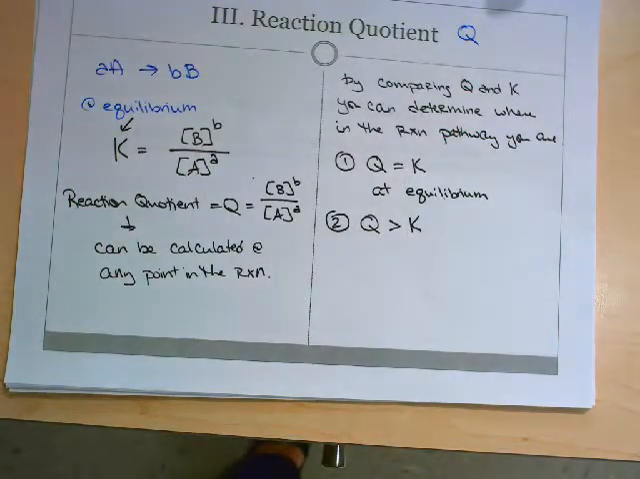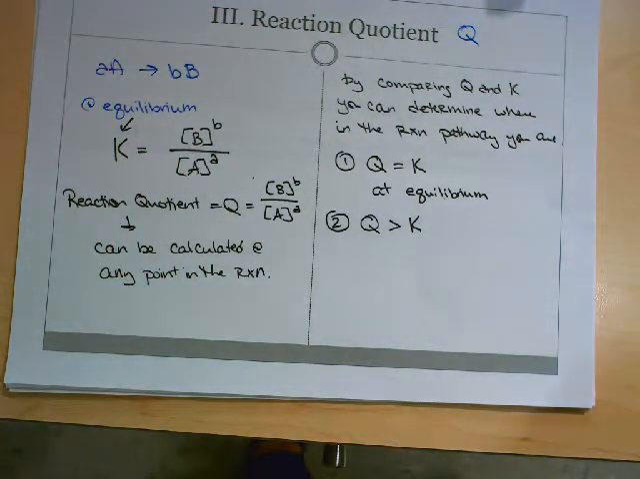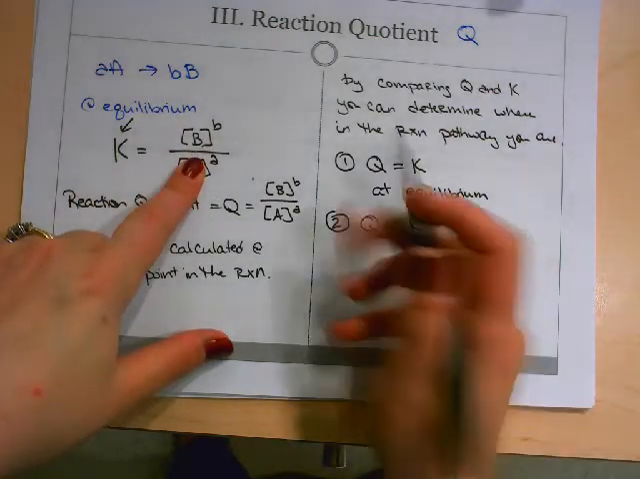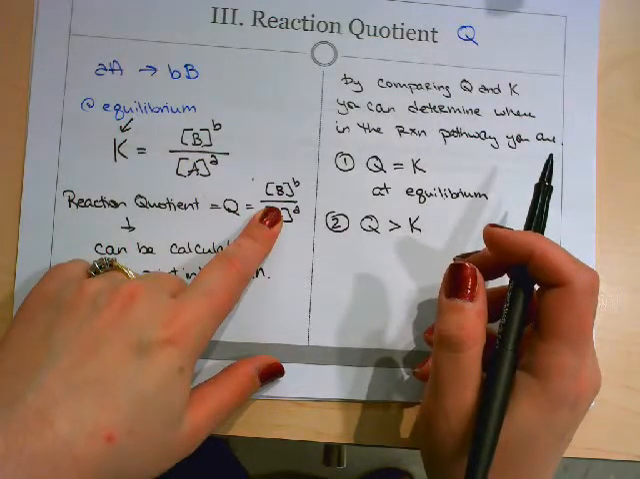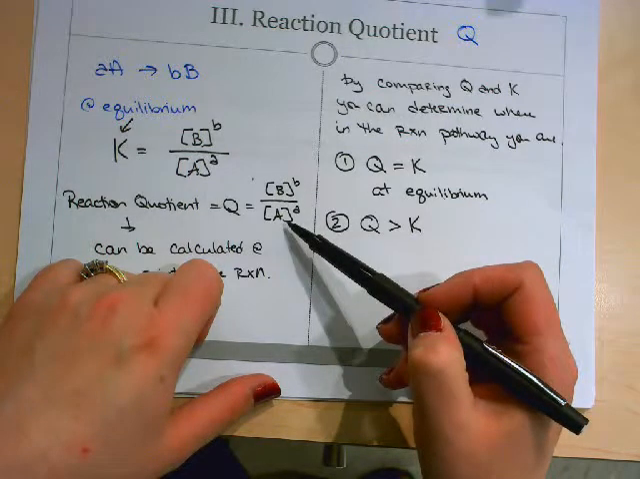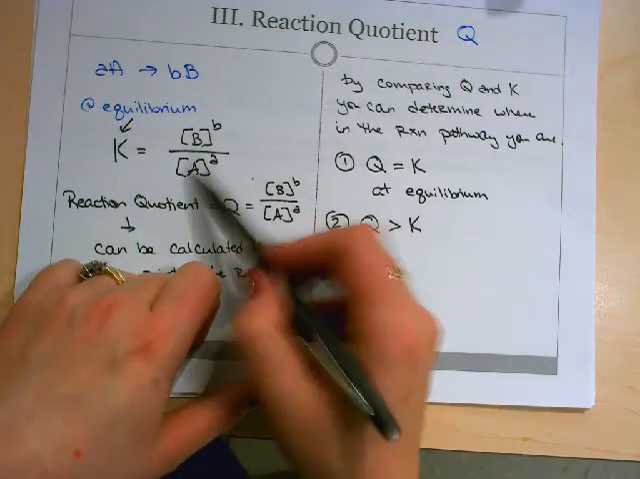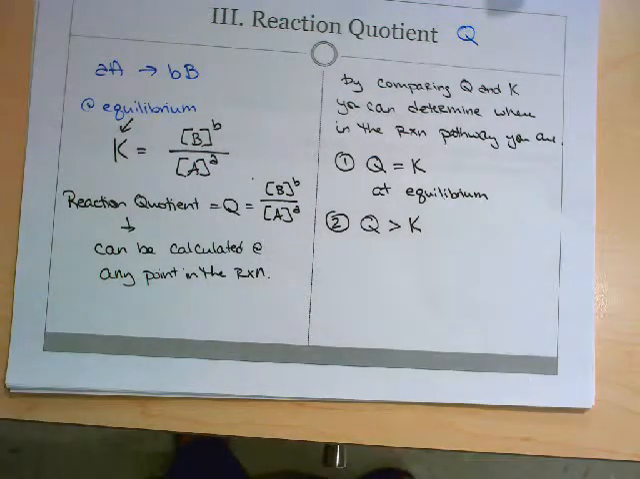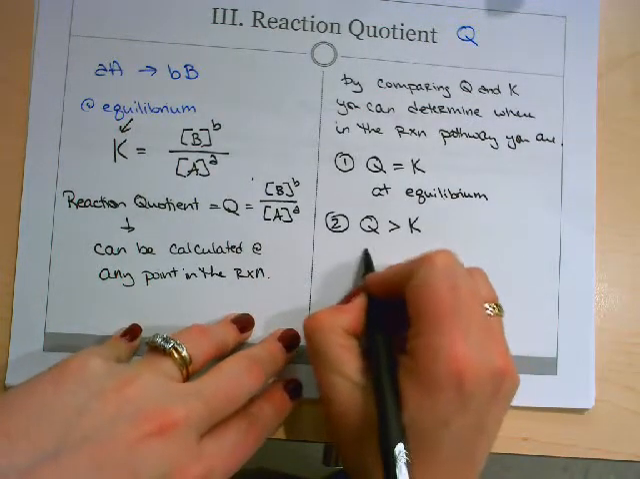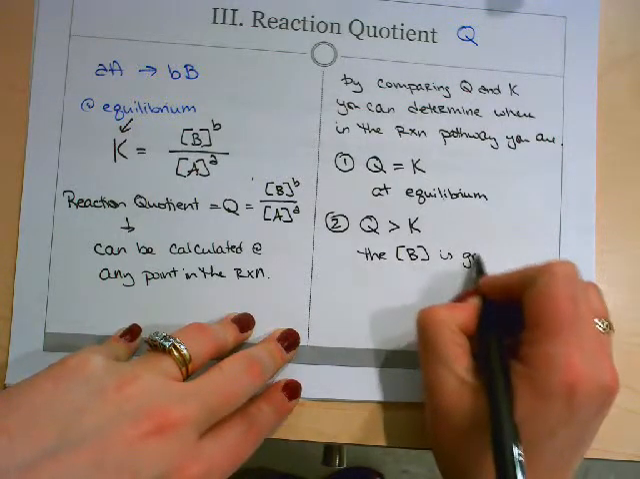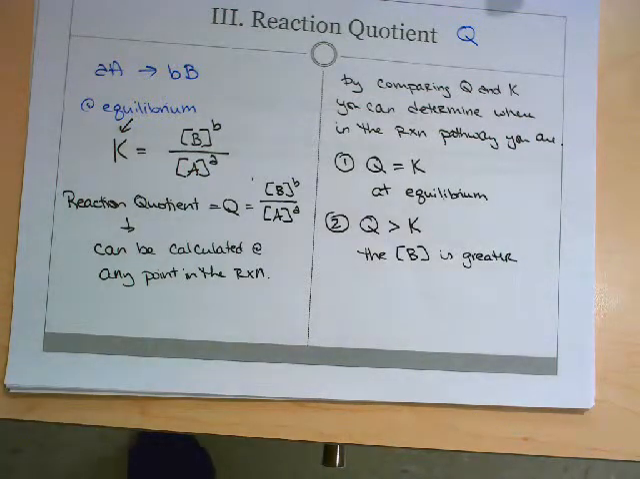Let's say the value that you calculate for Q is greater than what you know K should be. If we know K should be 5, and this is now 7, which has gotten too big? The numerator or the denominator? Right, so if this is 5 and this is now 7, it is the numerator. The numerator has gotten bigger, so my fraction has gotten bigger. So the concentration of B is greater than it would be at equilibrium.